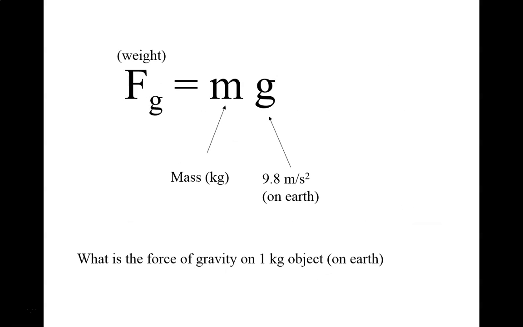To calculate the weight of an object, it's really easy. There's a simple formula. The force of gravity, or weight of an object, is equal to the mass of the object in kilograms times the acceleration due to gravity at that location, which for us is typically the surface of the Earth, so that'll be 9.8. This is one you want to write down and know: F sub g equals m times g, where on the planet Earth, g is equal to 9.8 meters per second squared.